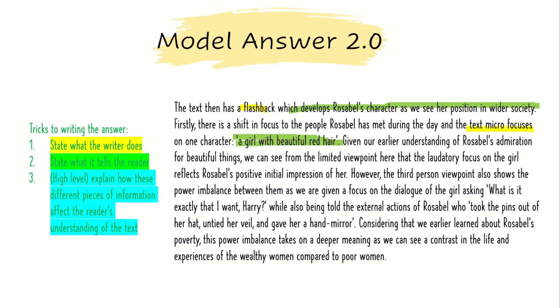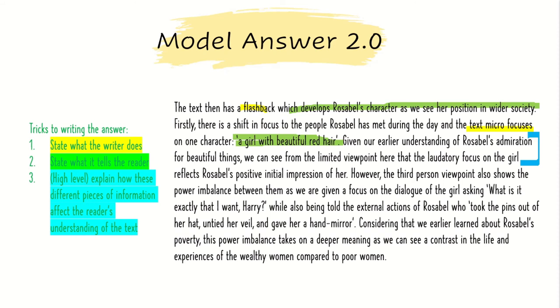Because I've already had one paragraph, I'm able to bring in the blue much sooner. Given our earlier understanding of Rosabelle's admiration for beautiful things, we can see from the limited viewpoint here that the laudatory focus on the girl reflects Rosabelle's positive initial impression of her. I cannot stress enough, it is the blue chunks that are taking me from 6 out of 8 to 8 out of 8. It is the linking, it is the patterns, it is the development that is the key to being perceptive in this question.